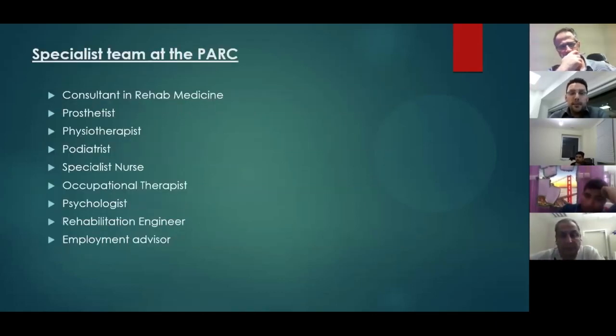This is the list of people, or subspecialists, involved in the prosthetic and amputee rehab center. You see, it's a big team, consisting of a consultant in rehab medicine, prosthetist, physiotherapist, podiatrist, nurse, psychologist support, rehabilitation engineer, and employment advisor.